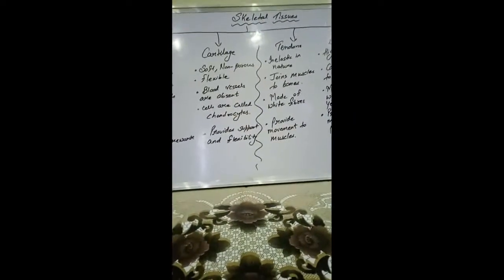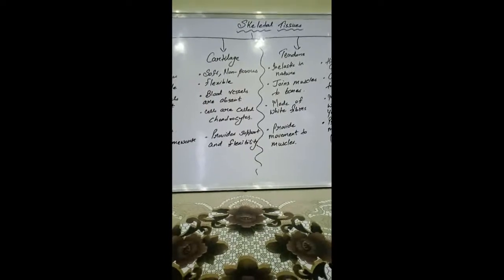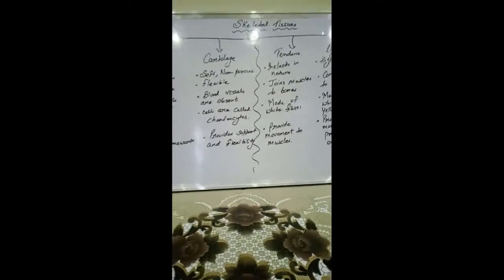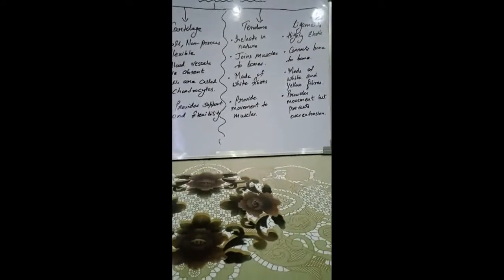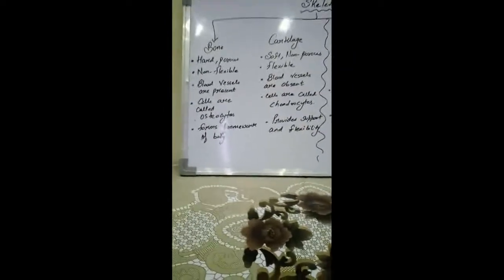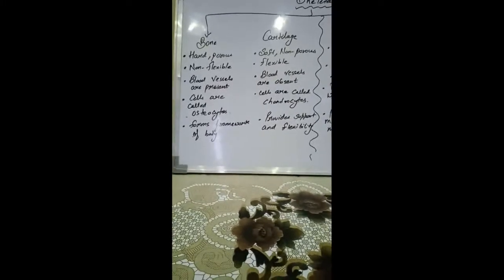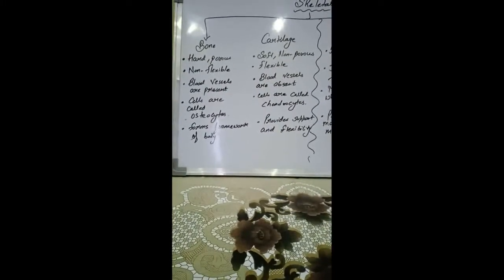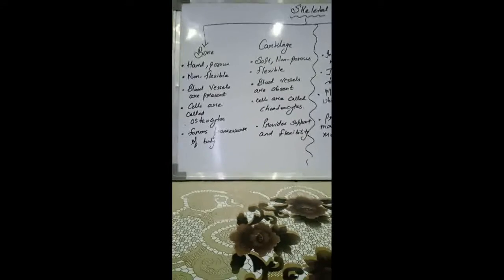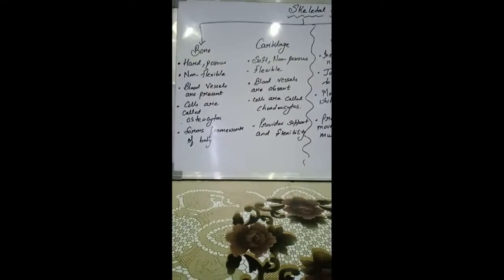Now our next type of connective tissue is skeletal tissue. So we will discuss the four types of skeletal tissues. They are bone, cartilage, tendons and ligaments. First, let us differentiate bone and cartilage. When we are discussing bone and cartilage, they are totally different from each other. They are connective tissues. They connect the tissues together but in different ways.